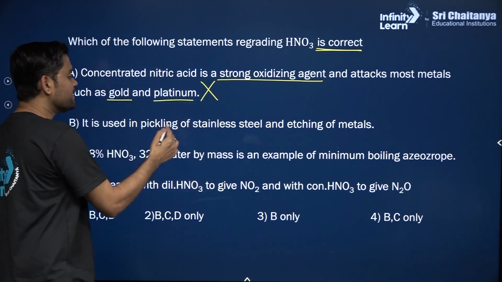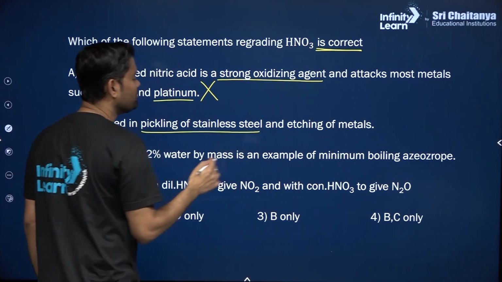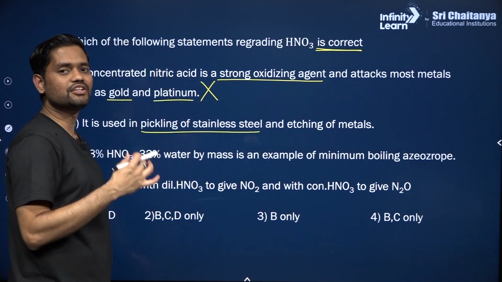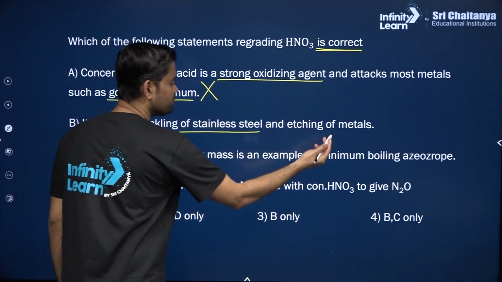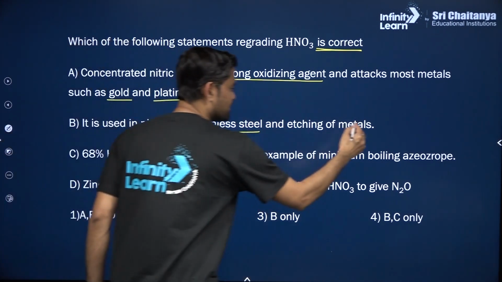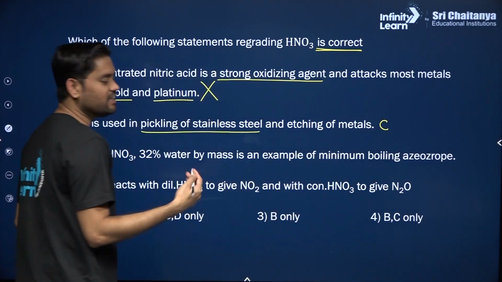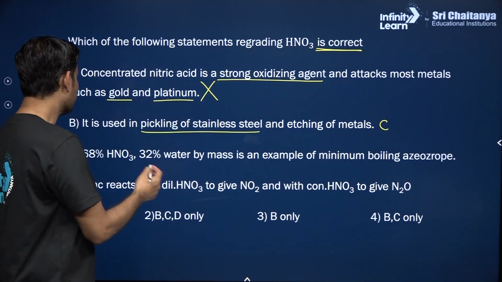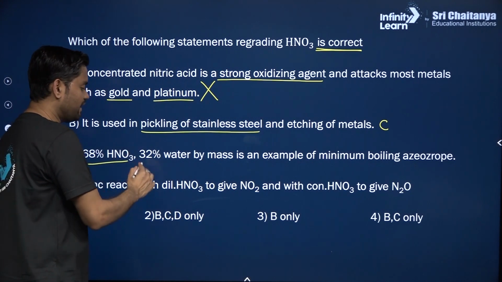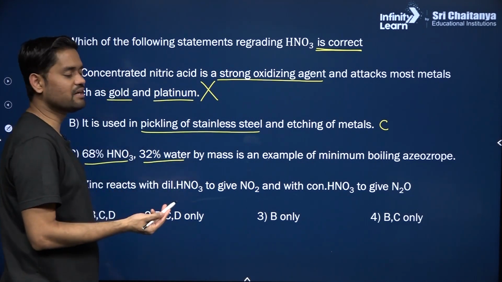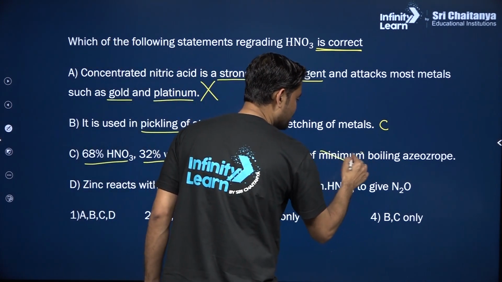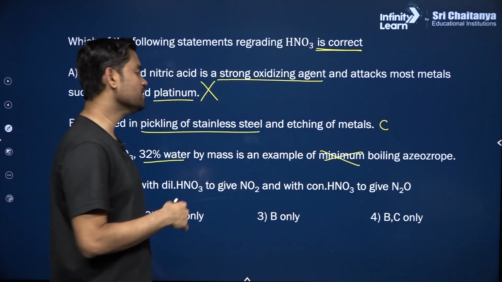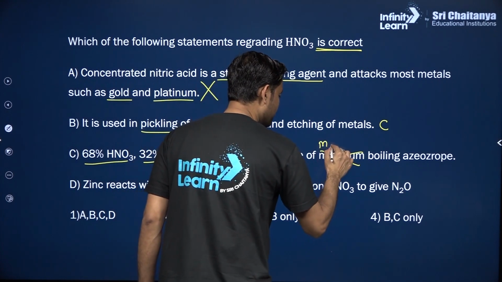It is used in pickling of stainless steel. What do you mean by pickling of stainless steel? It is actually pre-passivation of a stainless steel. And etching of metals, that is certainly true. So this is correct. But let's read the other two options as well. 68% nitric acid and 32% water by mass is an example of minimum boiling azeotrope. No, it is not an example of minimum boiling azeotrope. It is an example of maximum boiling azeotrope.